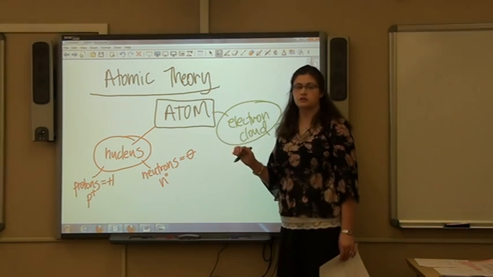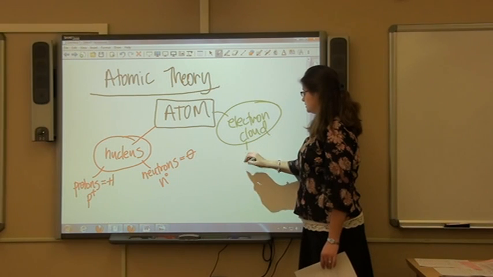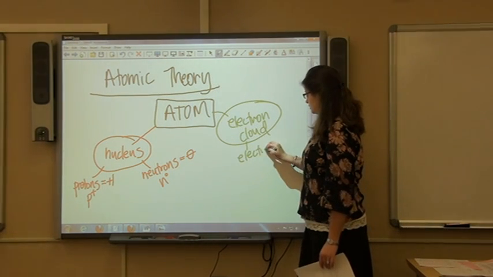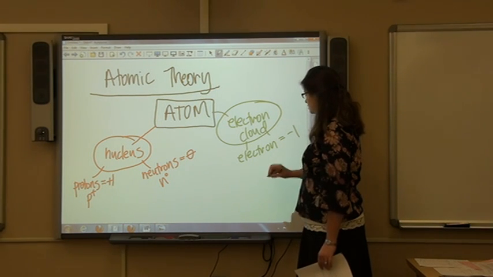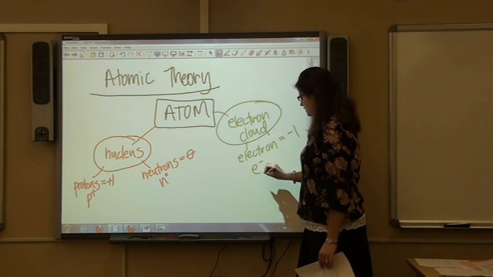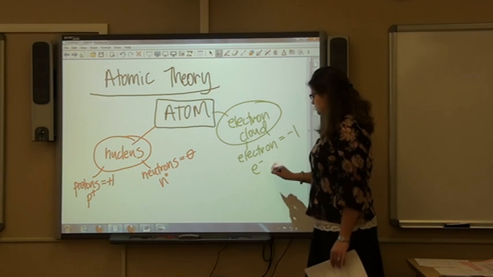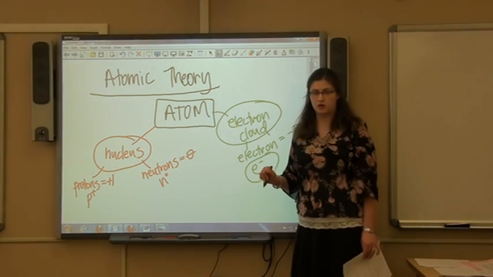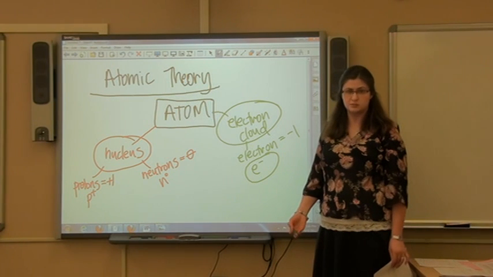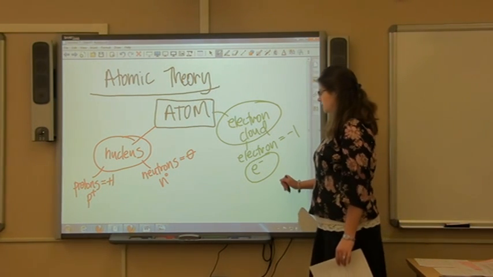In the electron cloud is only one kind of particle, that's the electron. Each electron has a 1 minus charge, and so we abbreviate electrons e minus. This is something that you'll want to make particular note of because I will from now on abbreviate the word electron as e minus. So just take note of that.